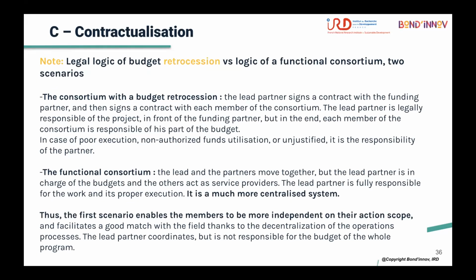I gave an example about the budget aspect, and regarding this budget aspect we have 2 logics. The first one is budget retrocession, and the second one is functional consortium. With a budget retrocession, the lead partner signs a contract with the funding partner and then signs a contract with each member of the consortium. The lead partner is legally responsible for the project in front of the funding partner, but in the end, each partner of the consortium is responsible for their part of the budget.